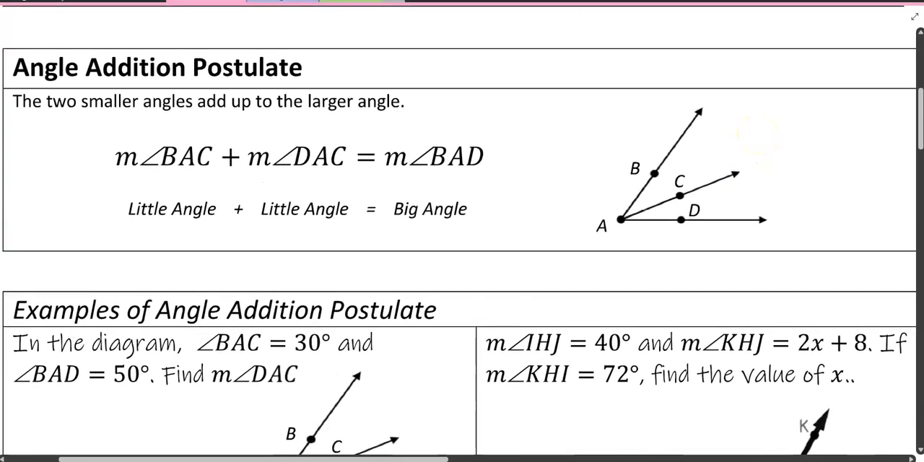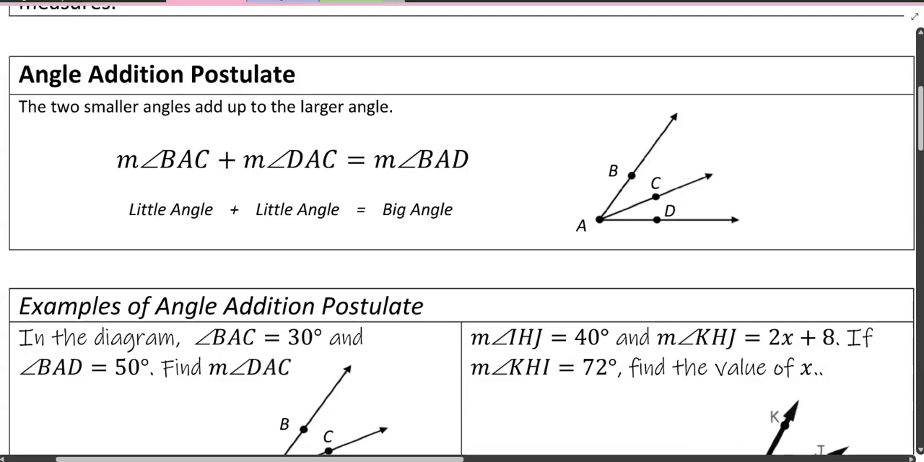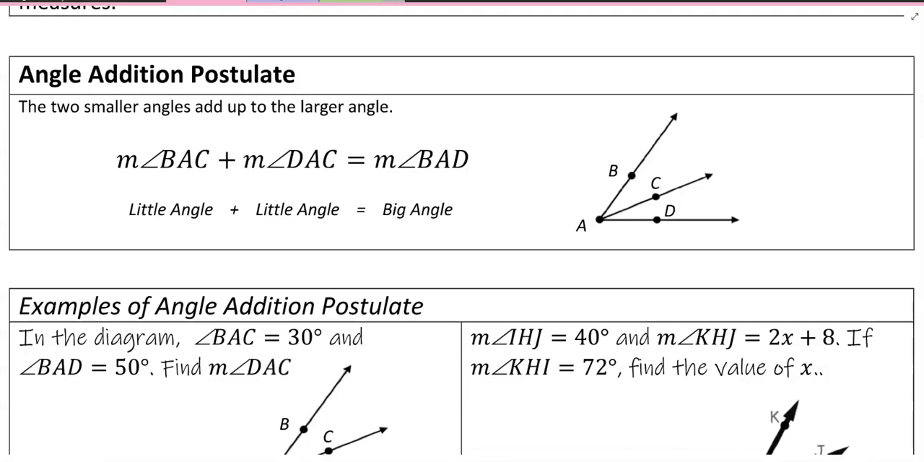It's the idea that two smaller angles will add up to the larger angle. So for example, the measure of angle BAC, which I'm going to note here in red, plus the measure of angle DAC, which is going to be measured here in blue, is going to be equal to the overall entire angle, which is going to be BAD. So in all, we're going to be taking red plus blue, and that equals green in the drawing that I have here.